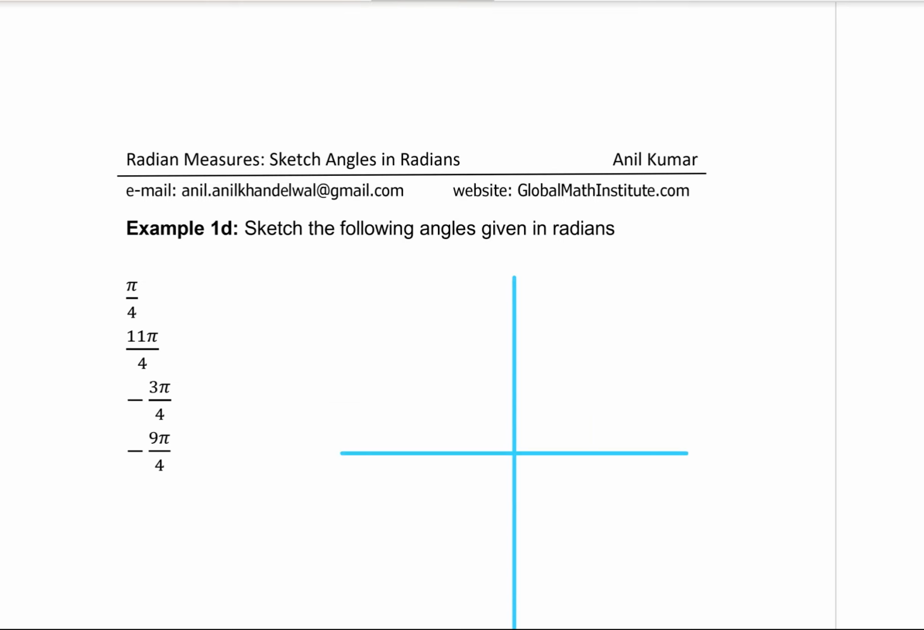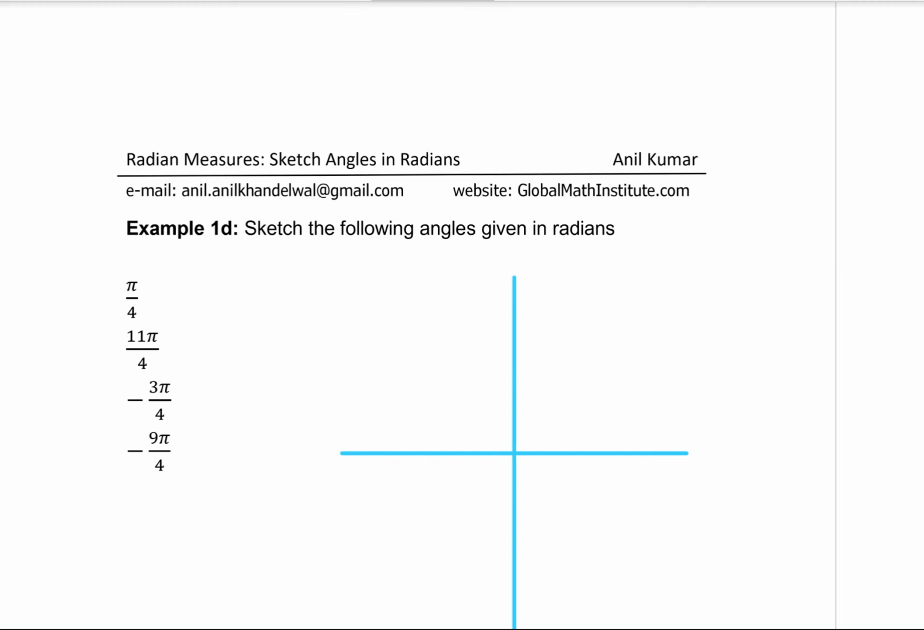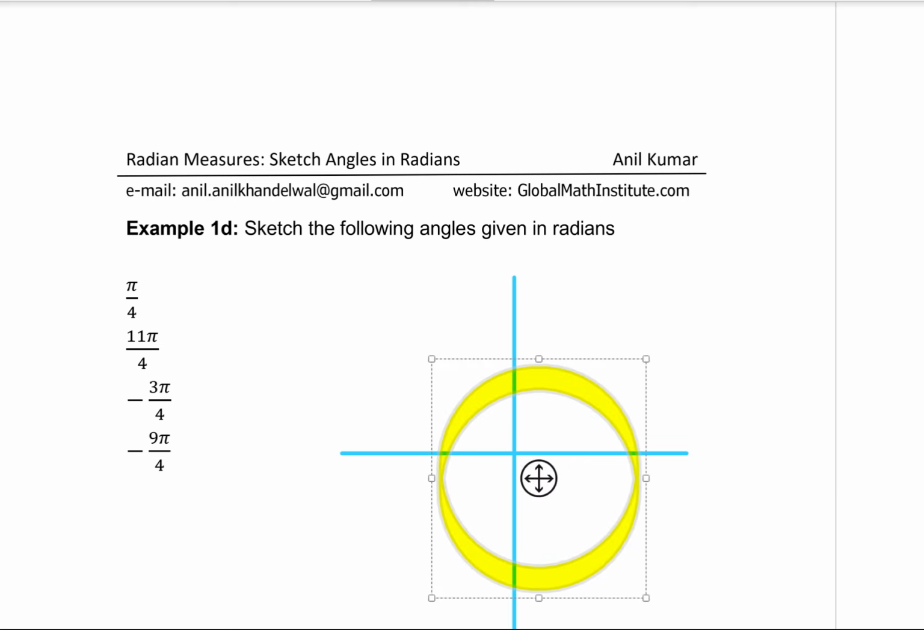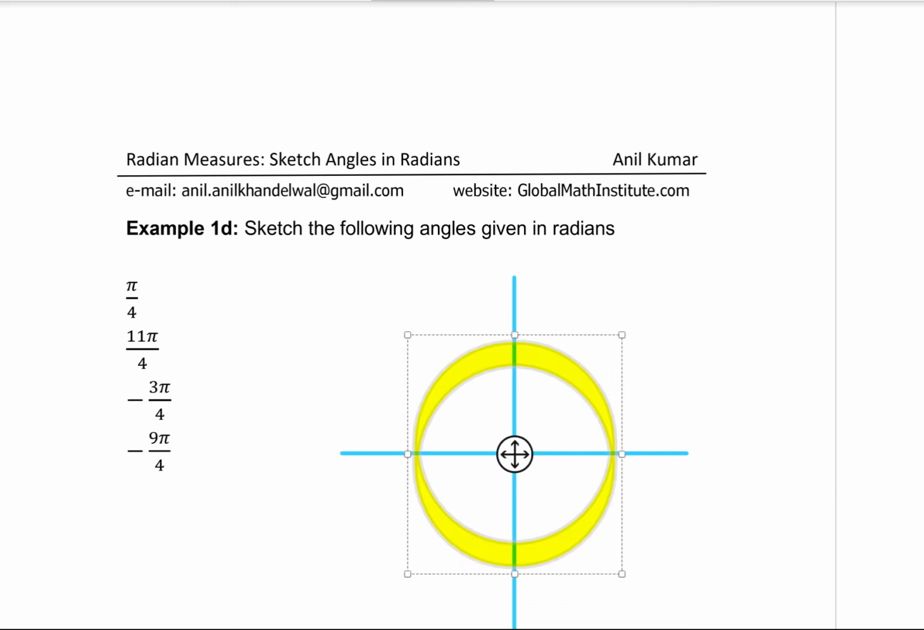First step, drawing the coordinate plane, and then the second step is to draw the circle. Well, it is not necessary, but it is better because initially we're trying to understand how accurately we could do all these things. So it is good to draw like this.